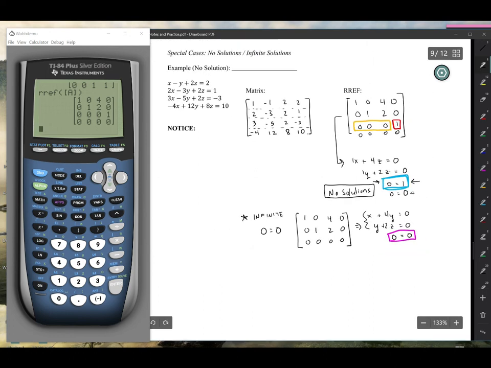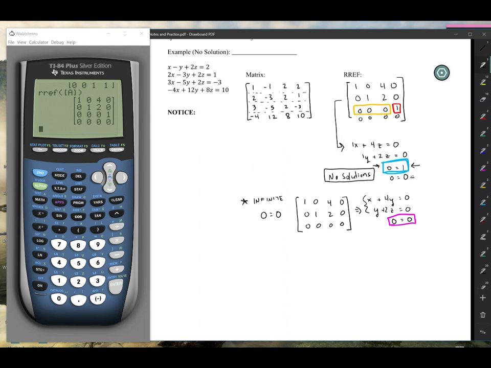What I encourage you to do is look back through some of your old practice of systems of three variables, and try this method out. See how fast it is, and I'll reshare that document with you. But now that you know how to use RREF, check it out and try that new strategy.